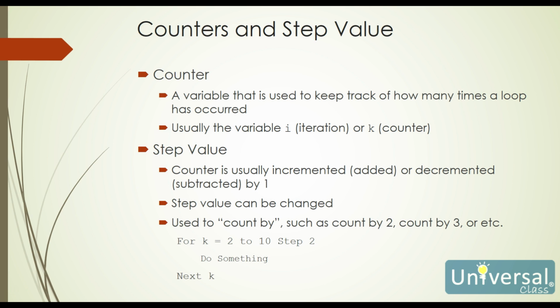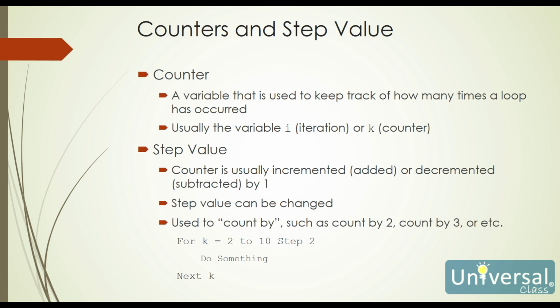Whenever we play with loops, we typically need some sort of counter. And a counter is just simply a variable that is used to keep track of how many times a loop has occurred. We usually use the variable i or the variable k. i means iteration and k is the hard C sound, so counter, so k is used.